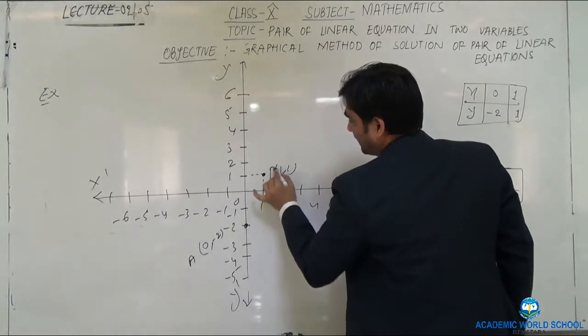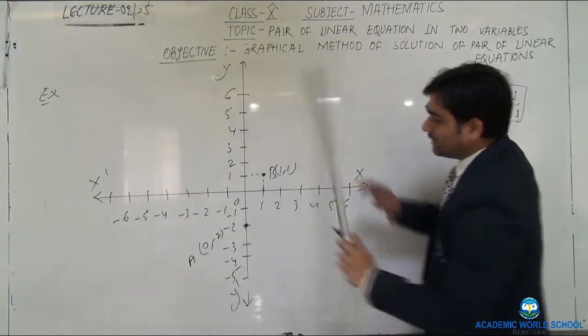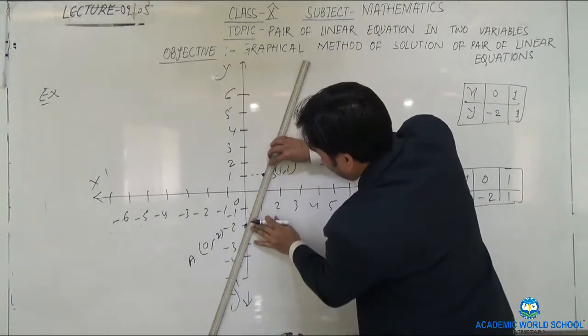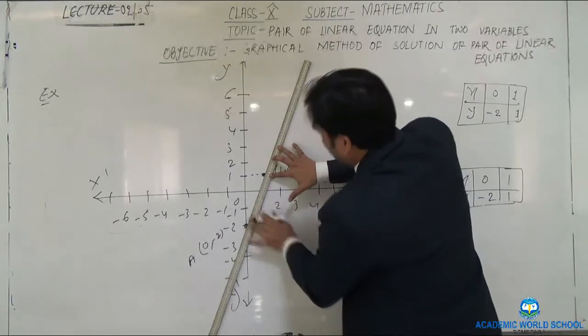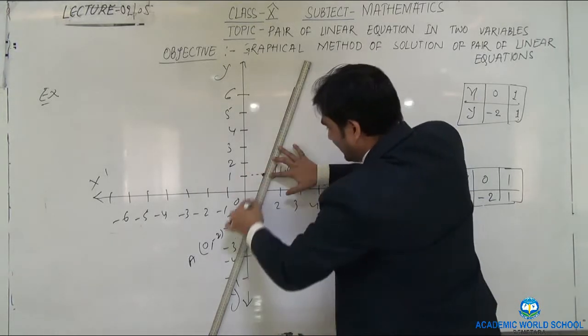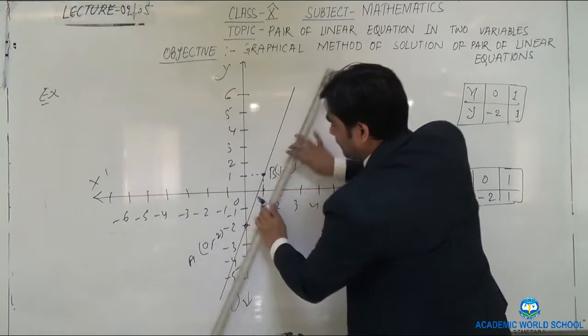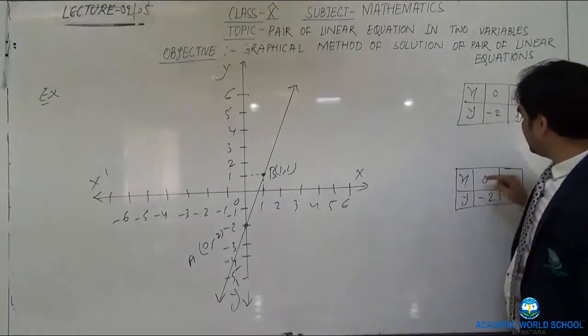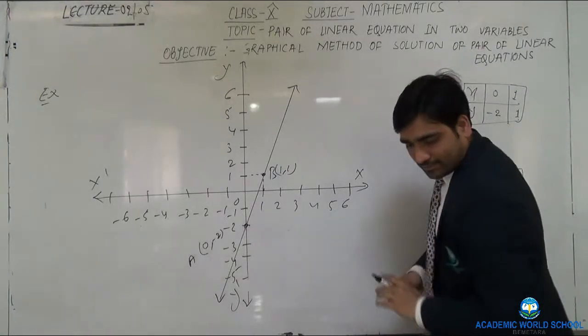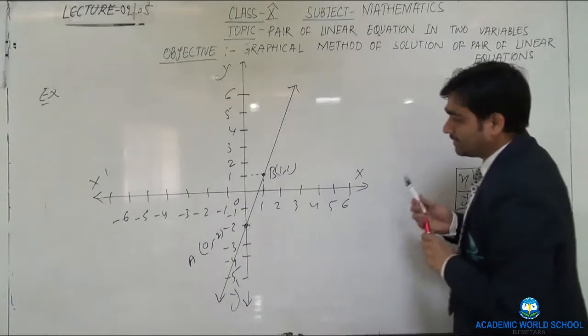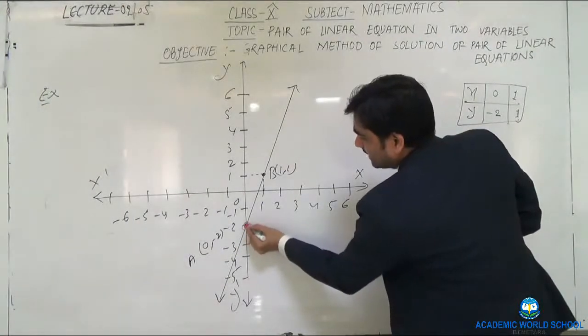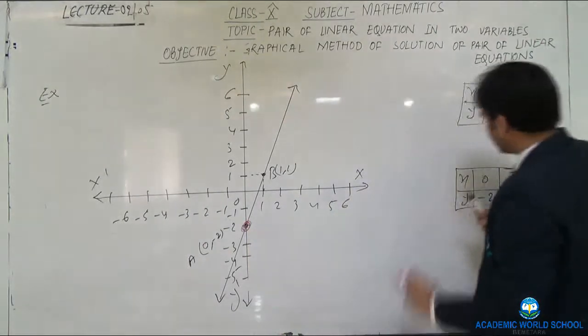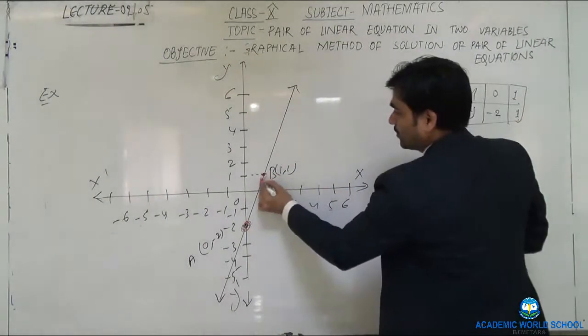Give it point B. So again what we are doing, by joining both these points we have to draw a line. Correct? Now see, for the second solution, 0 and minus 2, that means we are getting the same point. Similarly 1 and 1, same point we are getting.